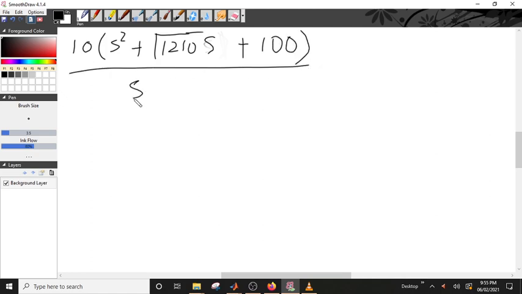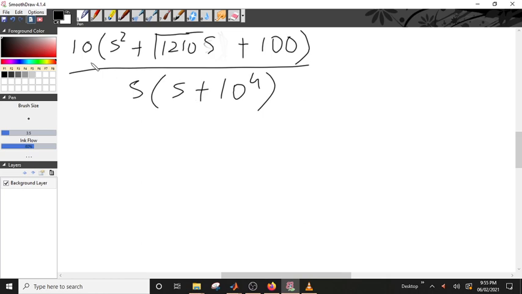So the question was 10 s square plus under the root 12 10 s plus 100, divided by s plus 10 power 4. Okay, so the first step is, as I didn't explain how to handle the gain k, so I will explain it here.